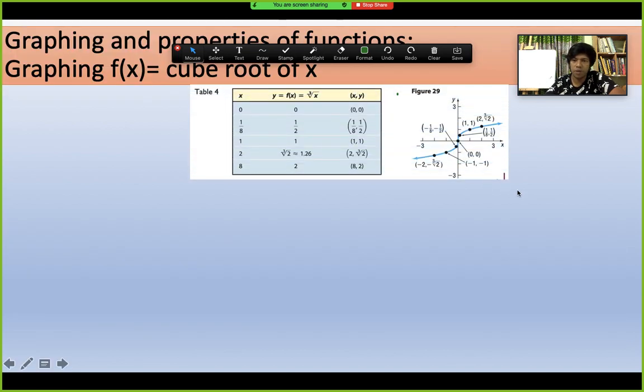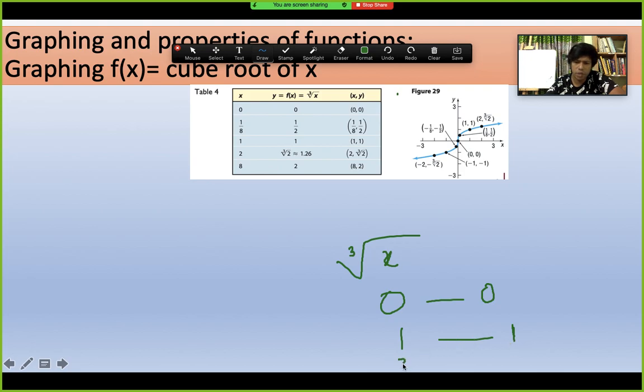Next one is the cube root function. The graph is drawn here. Let's discuss it. The cube root function. Okay, this is the cube root of x. We have this function in our calculator also. You put 0 here, and when we put 0, the answer will be 0. We put 1 here, the cube root of 1 equals 1.